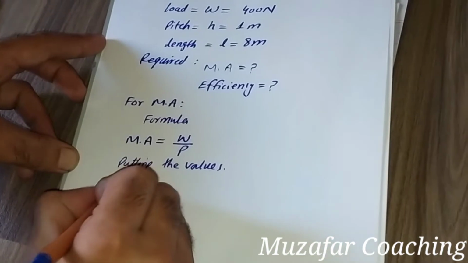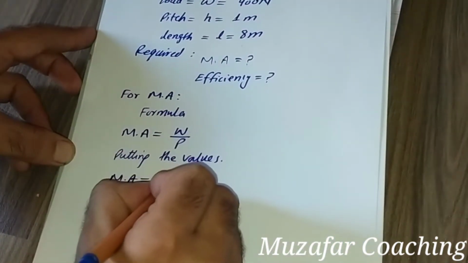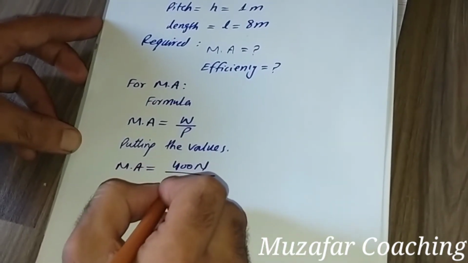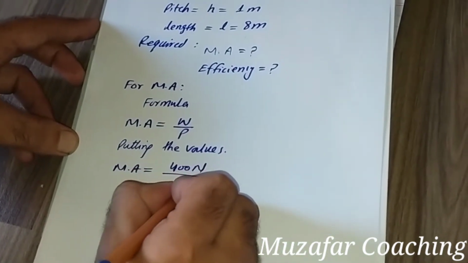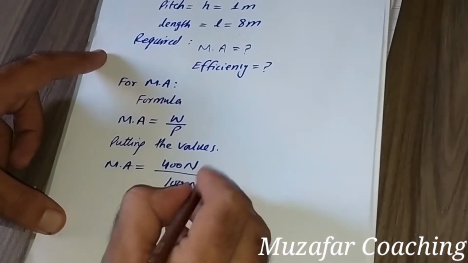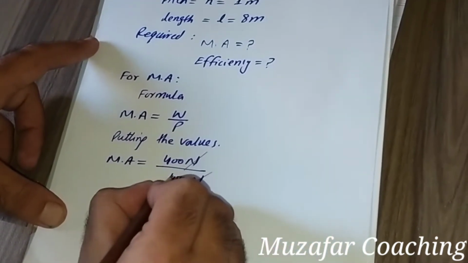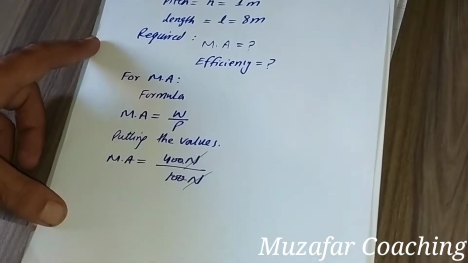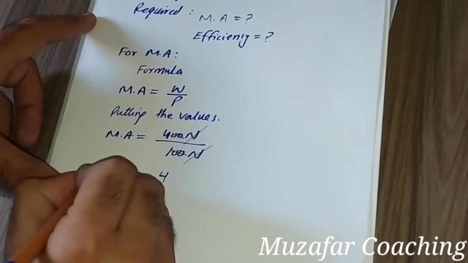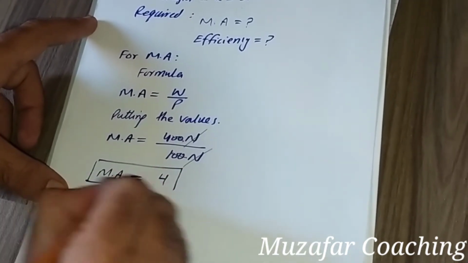We will be putting the values in the above equation. W is 400 Newton and P is 100 Newton. Afterwards we do the cancellation: Newton will be cancelled with Newton, and two zeros will be cancelled with two zeros. So the answer is 4. We got the answer, that mechanical advantage is equal to 4.